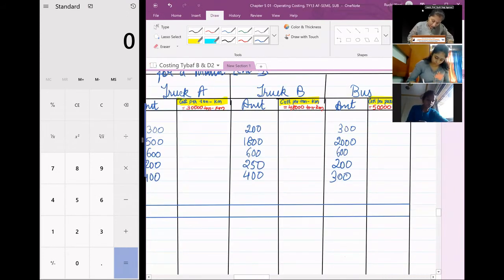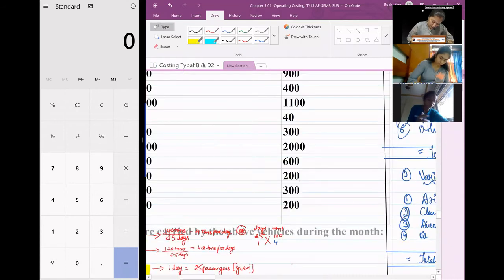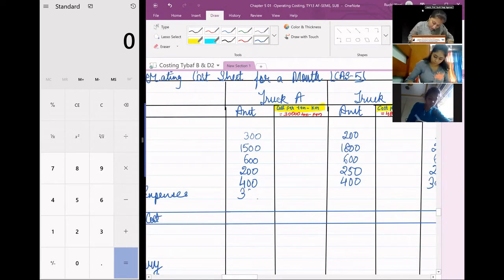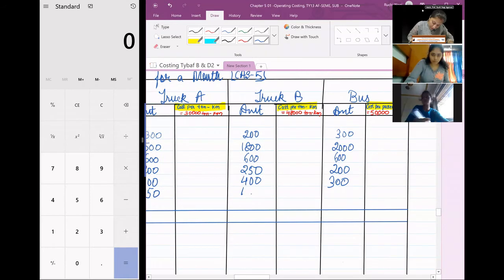Next, other overheads expenses: 350, 400, 200.